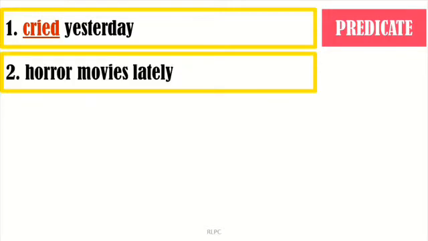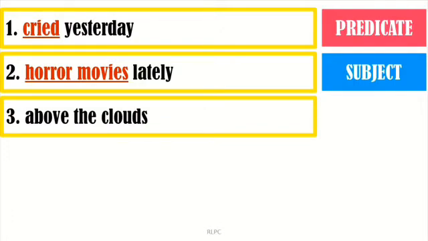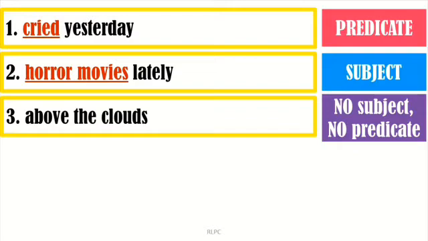Number 2. Horror movies lately. What do we have there? We have subject, which is horror movies. Horror movies is the topic being talked about in that group of words. Number 3. Above the clouds. So what do we have there? There is no subject and no predicate. What is that above the clouds? There's nothing. So, no subject. And there is also no action, therefore, no predicate.